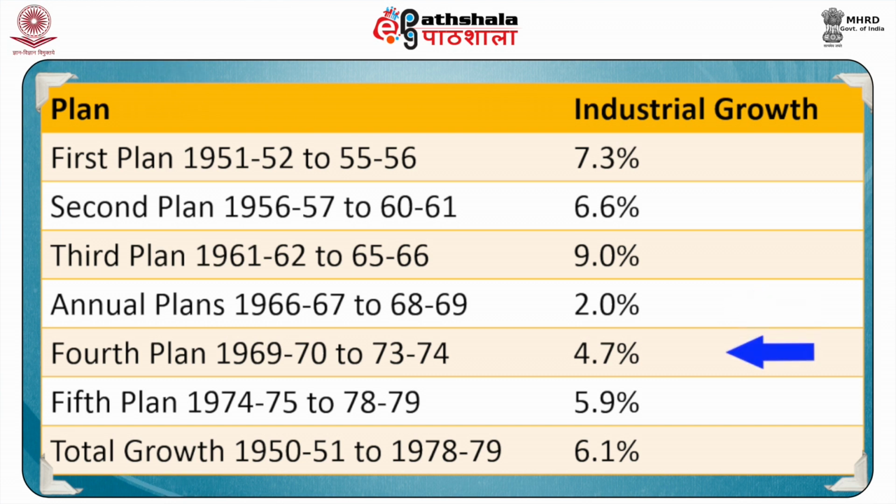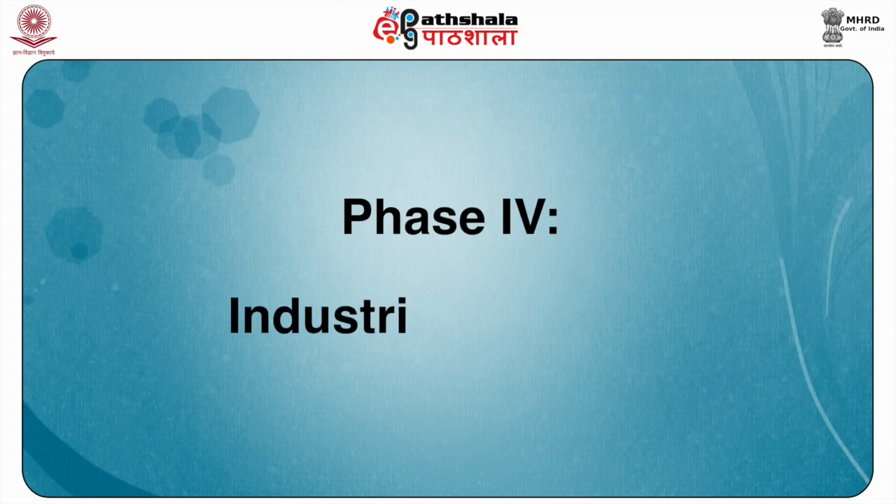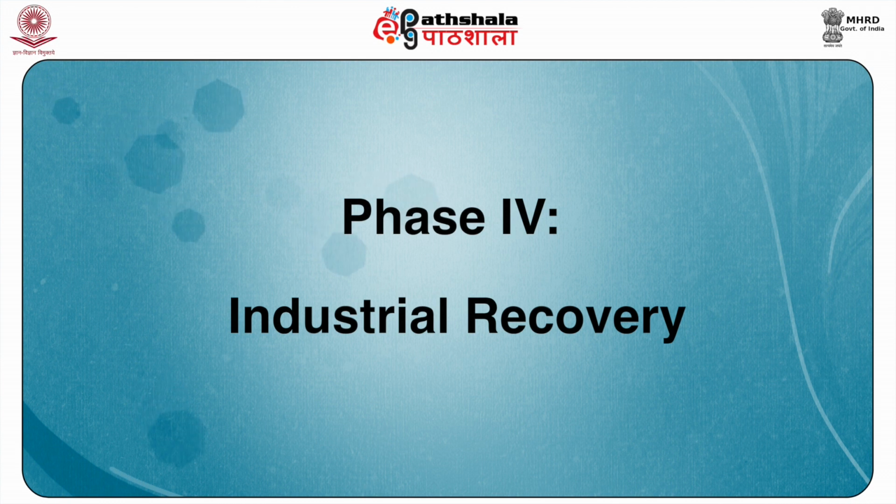Fourth plan ranging from 1969-70 to 1973-74, the industrial growth was 4.7%. Fifth plan ranging from 1974-75 to 1978-79, the industrial growth was 5.9%. Hence, the total growth from 1950-51 to 1978-79 was 6.1%. Let us now study phase 4, the phase of industrial recovery.